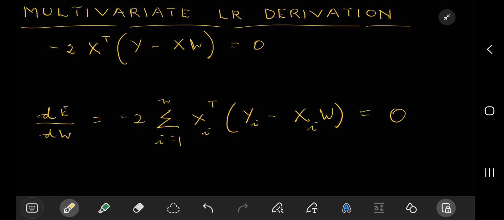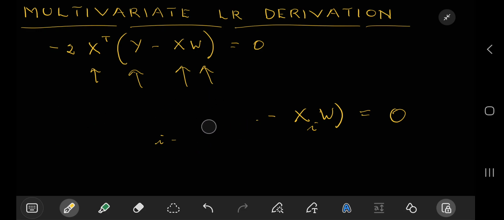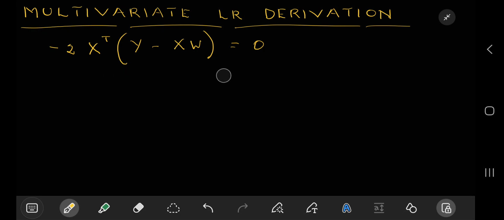This is what it becomes. So what did I do? Instead of taking summation, I took it as a single matrix. The whole matrix I took. So now X is an n by p plus 1 matrix. Y is an n by m matrix. Here it was X transpose, which will be the opposite, that is a p plus 1 by n matrix. X will be n by p plus 1 and W will be p plus 1 by m. So dE by dW is what we took.